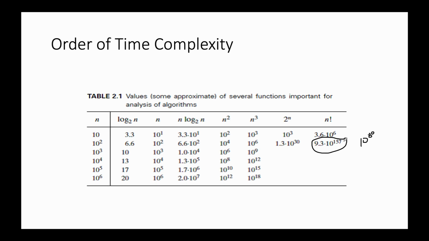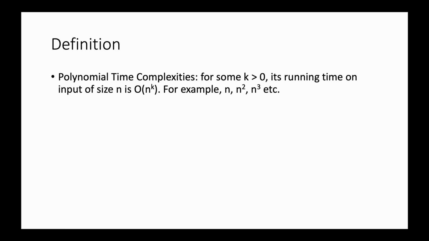Let's look at the definition of a polynomial time algorithm. An algorithm is solvable in polynomial time if for some k which is greater than 0, its running time on input size of n is O of n raised to power k. For example, n, n square, n cube, etc. So these are polynomial time complexities.